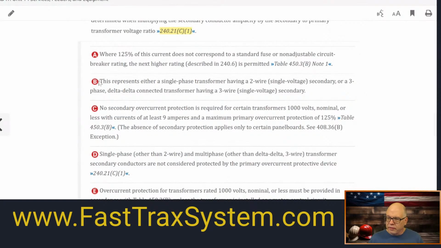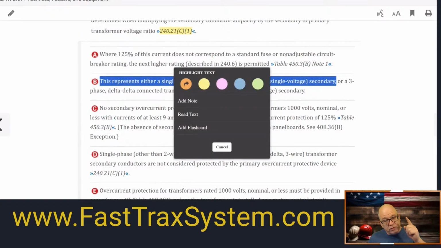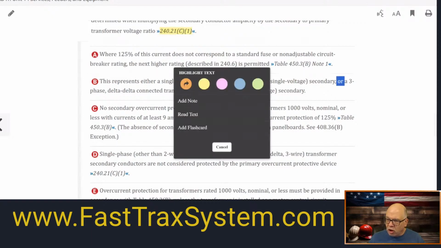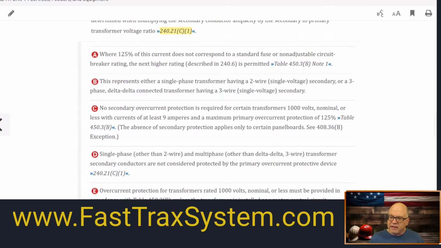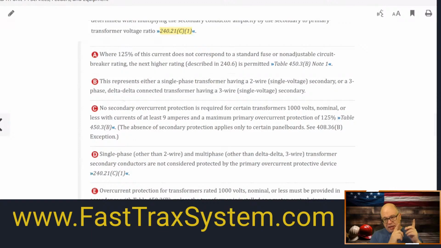Next, this is a caveat. To do what we're doing right now, to have no secondary protection, it has to be either a single phase transformer having a 2-wire single voltage secondary, only 1 voltage option on the secondary, not like a 120/240, only 1 voltage option, and it has to be single phase. Or you can also use this protection scheme for the transformer if it is a 3-phase delta-delta connected transformer. Okay, so it's got to be 3-phase. It's got to be a delta primary, a delta secondary, only 1 single voltage on the secondary.